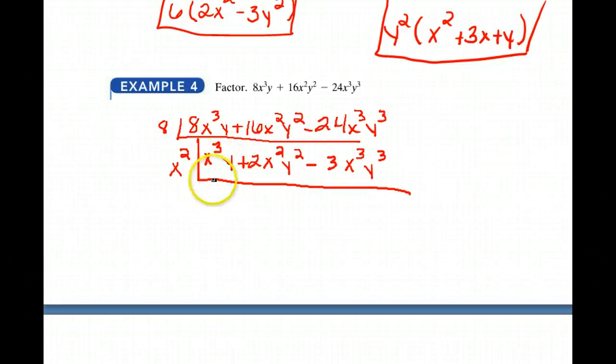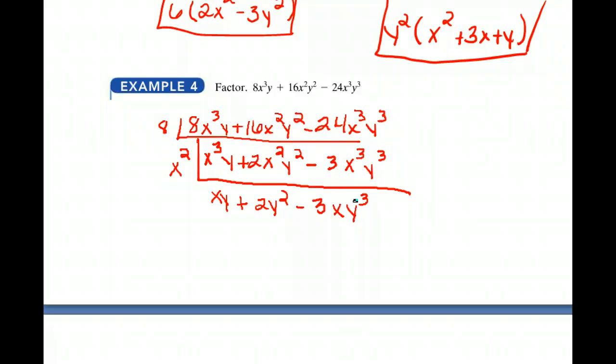So x cubed y divided by x squared leaves me with xy. 2x squared y squared divided by x squared will leave us with 2y squared. Negative 3x cubed y cubed will leave us with negative 3xy cubed. We're going to look at our expression one more time. We want to see if there are any other common factors that can be removed.